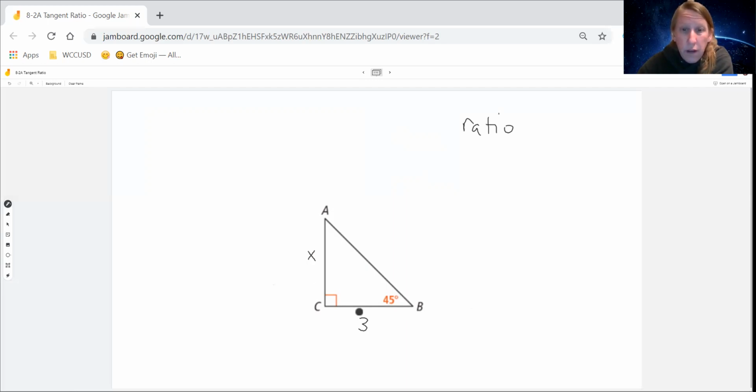Yeah, this is a 45, 45, 90 triangle. So these 2 sides are the same. If I wanted to set this up as a ratio, I could say x over 3. I can make a fraction out of those 2 side lengths. And I know, because it's a 45, 45, 90 triangle, that those 2 sides have to be the same because it's isosceles. So that means that this side, the side opposite the angle, divided by this one has to equal 1.